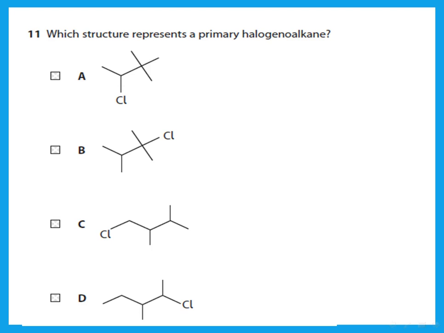Which structure represents a primary halogenoalkane? Again, a primary halogenoalkane means the halogen is attached to a carbon that is attached to only one carbon. So which of these has the halogen attached to a carbon that has only one carbon? So that is C.